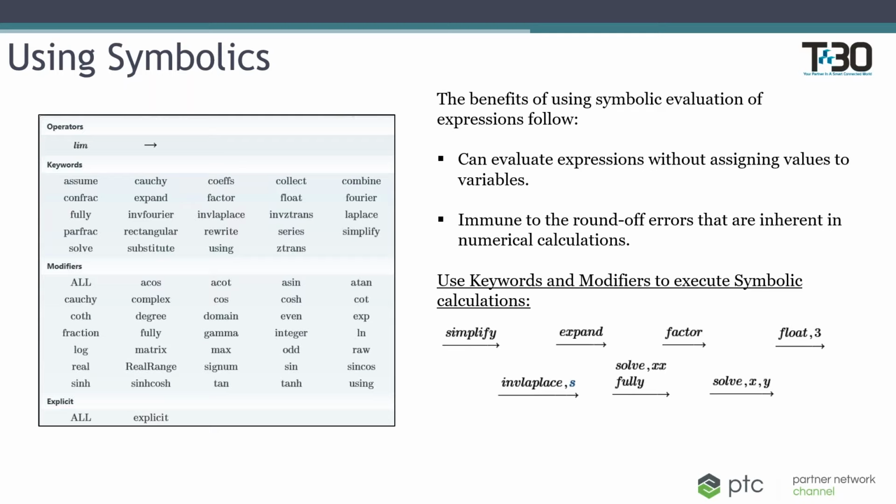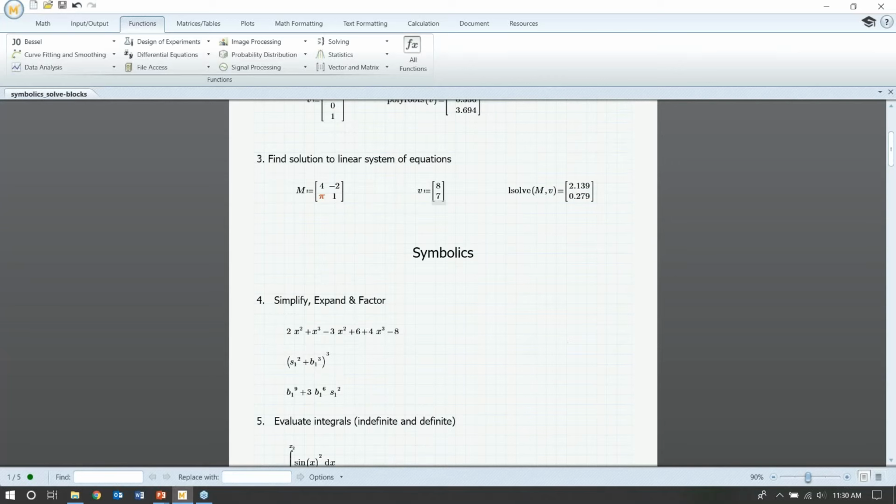There are a lot of different keywords and modifiers that you can use with symbolics, as you see on the left-hand side. We'll be going into a few of them today. We'll be talking about simplifying, expanding, factoring. We'll also be showing you how to get a decimal result instead of a fractional one from your symbolic calculations. We'll also be talking about inverse Laplace, how to solve an equation for x fully, which is a little bit different than just solving for it. And we'll also be showing you how to solve a system for two different variables. So let's get back into our worksheet and we'll take a look at symbolics.